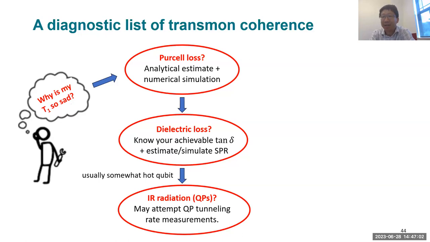I kind of feel that is a less frequent situation than radiation coming down the line. Yeah, I guess if it's a really bad qubit and it's really hot, you maybe could say it's a hot case or whatever. But sometimes you see a pretty good qubit that's really hot, and then you really want to think it's IR radiation. Yeah, fair.